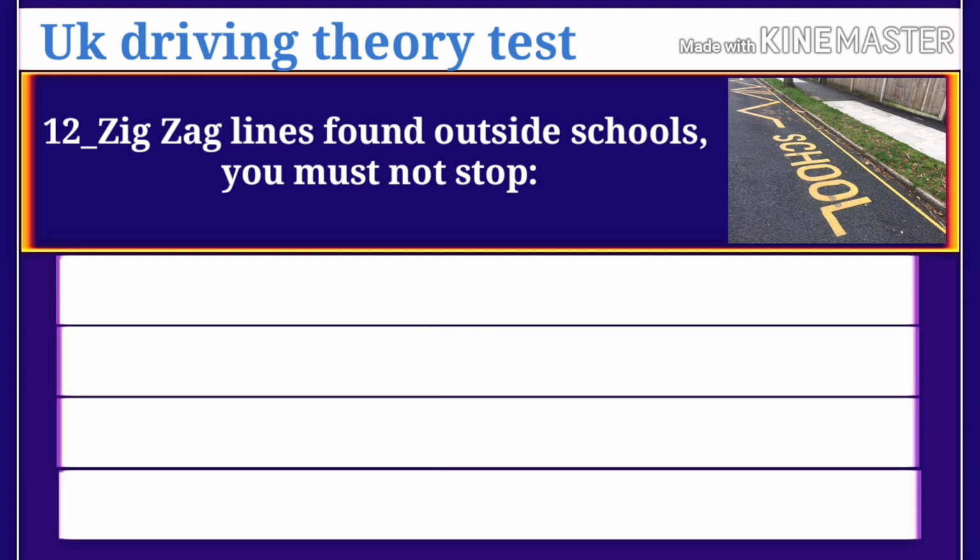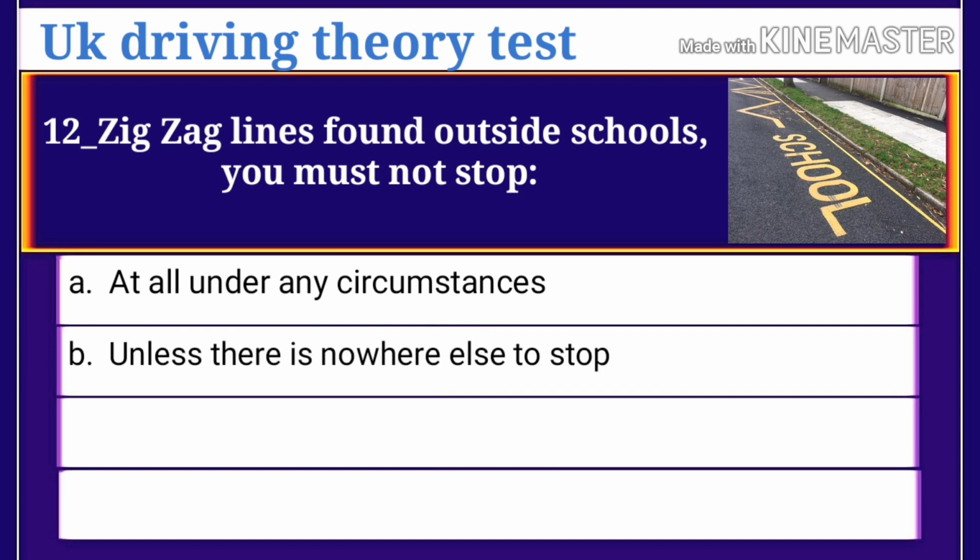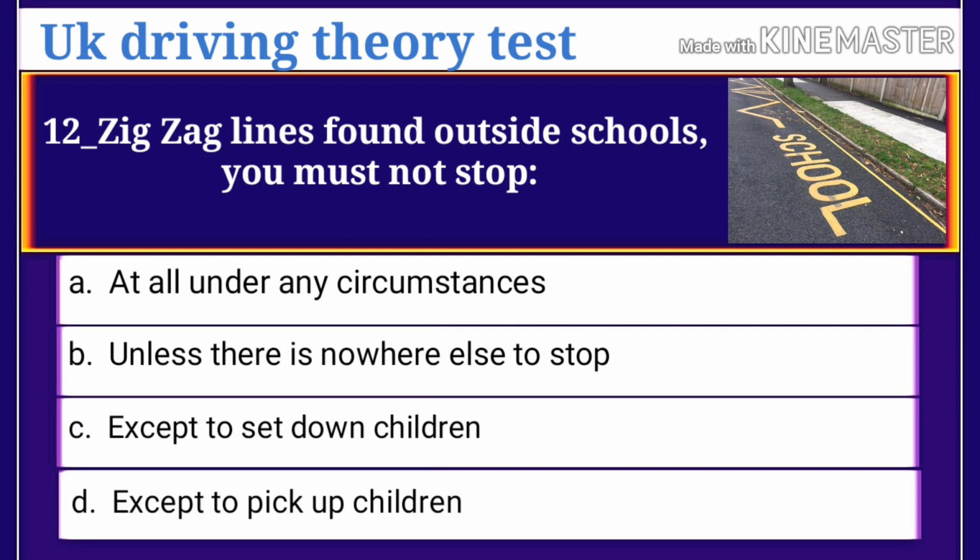Question 12. Zigzag lines found outside schools: You must not stop. A. At all under any circumstances. B. Unless there is nowhere else to stop. C. Except to set down children. D. Except to pick up children. The correct answer is A. At all under any circumstances.